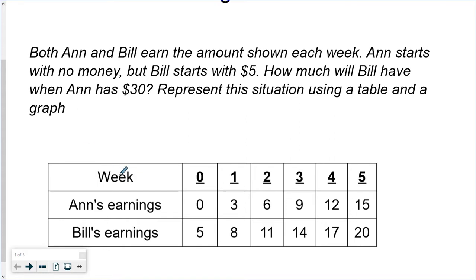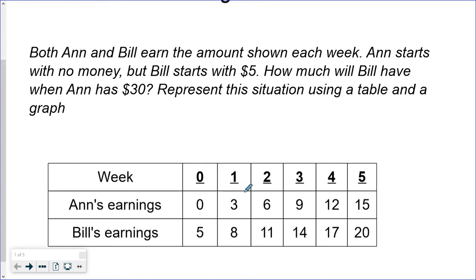So what we did here is we have this row here to represent the number of weeks. 0 is going to represent where they started from, because let's just say they haven't started working yet. This is after the first week, after the second week, after the third week, fourth week, and fifth week. This row represents Ann's earnings, and this row represents Bill's earnings. When they started, like it mentioned before, Ann starts with no money, so there's a 0 here. Bill is going to start with $5, and that's why there's a 5 here.